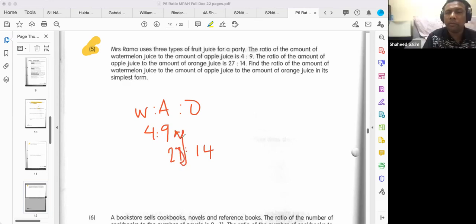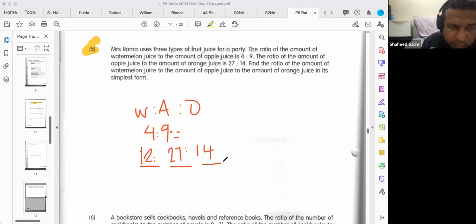But you divide by 9 on your, oops. You divide by 9. Then your 14 cannot divide by, sorry, divide by 3, right? Divide by 3, you get 9. 14 cannot divide by 3. So why don't you times 3? 9 times 3 get 27. 4 times 3 get 12. So it's 12, 27 to 14.